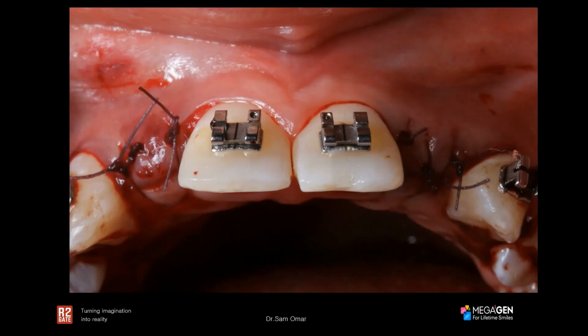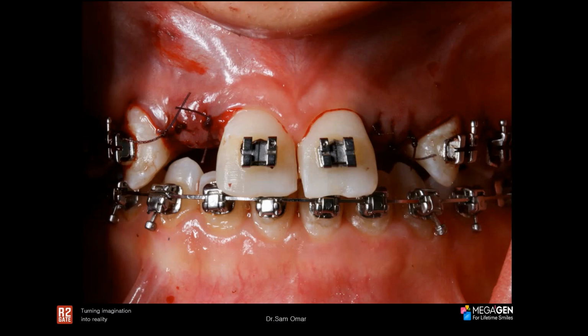What I did in this case was I sutured the patient up, and I let the patient go without loading the restorations. But I knew that this would be the right clinical decision because the implants were not ready to be loaded yet.